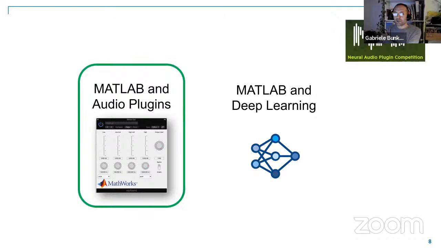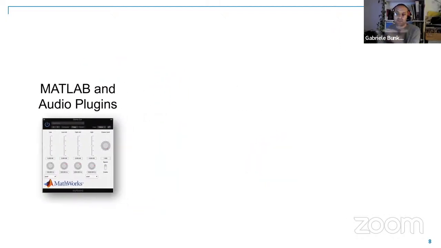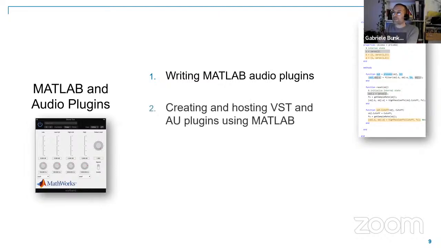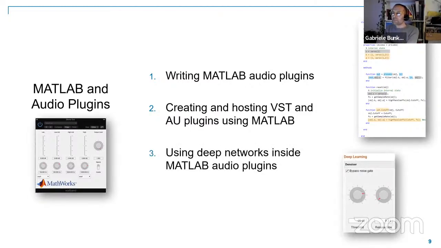The first focus will be on what MATLAB has to do these days with audio plugins specifically, because since we launched Audio Toolbox about 6 years ago, we introduced a few tools specific for audio plugins. So we'll be taking a look at how to write MATLAB code to do audio plugins. That will be MATLAB code first, then how to translate that MATLAB code into native binary VST and AU plugins using MATLAB. And then how to incorporate networks into the MATLAB plugins in a way that will be translatable, convertible into native software.